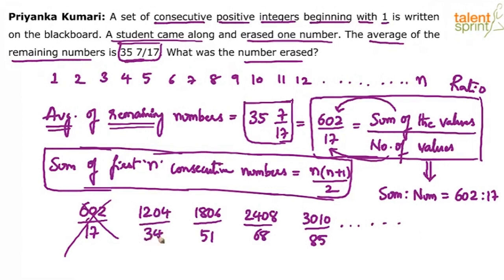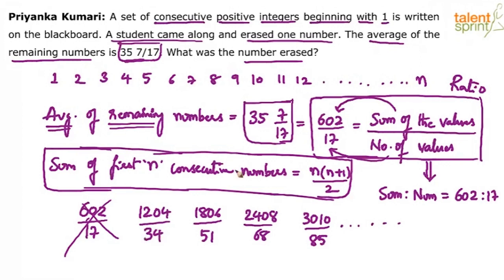If the remaining numbers are 34, that means originally there were 35 numbers. If remaining numbers are 34, originally there were 35 numbers. What is the average of 35 numbers?